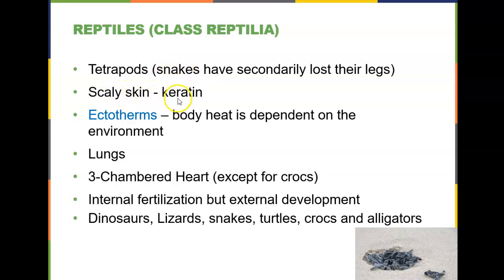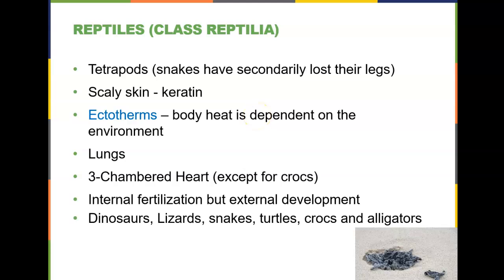Their skin is reinforced with a compound called keratin, and that helps to waterproof their skin. By waterproofing, it helps to keep water inside the body, so the body does not lose water through the skin. But it also makes it so that these animals are not able to breathe through their skin as the amphibians are. Everyone in this group is an ectotherm, meaning that the body heat of the animal is dependent on the environment. And this is true for our amphibians and our fish as well.